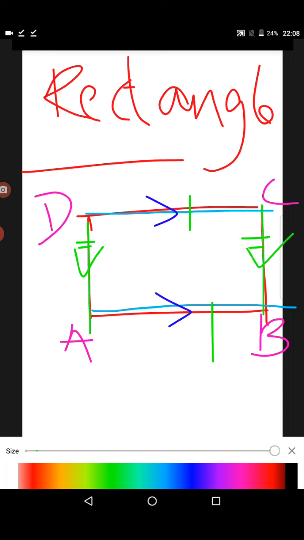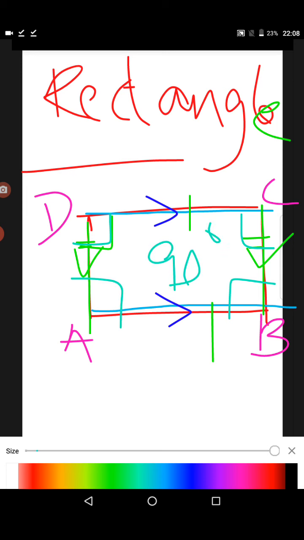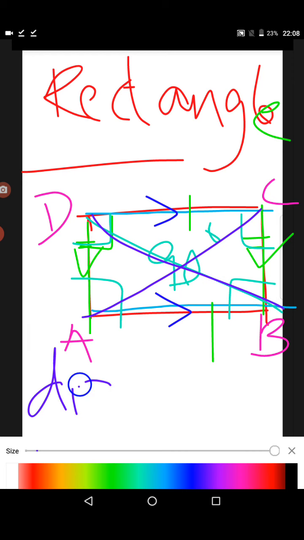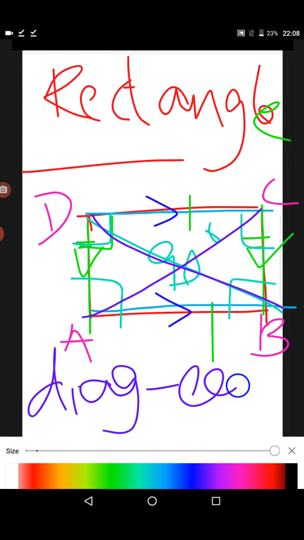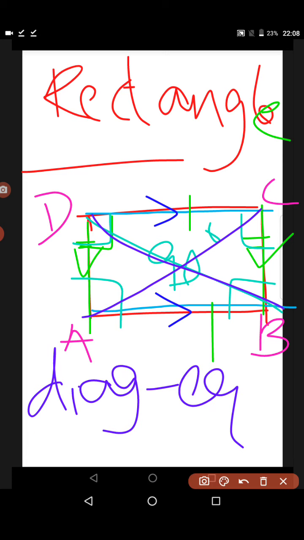Okay, and this is equal here, right? This is one of the properties of a rectangle. And all angles, have you observed that all angles are 90 degrees? That's all. And diagonals are equal. This is the main important point we have. Diagonals are equal. So these diagonals are equal, right? So this is about rectangle. So we completed finally with rectangle also.